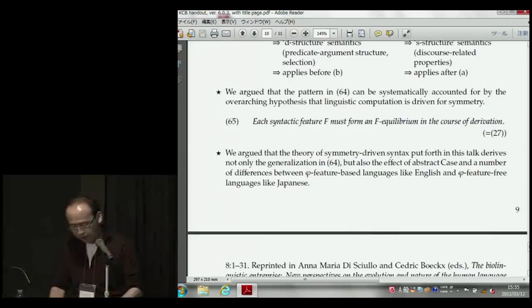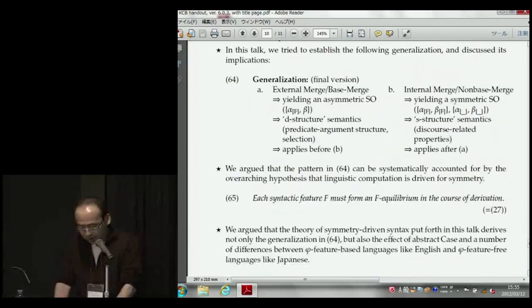Further, it is known that natural languages exhibit asymmetric D-structure semantics and non-asymmetric S-structure semantics, and it is naturally expected that this duality of semantics is designed to correlate with the structural symmetry and asymmetry, yielding the pattern in 64. In short, we argue that the pattern in 64 can be systematically accounted for by the overarching hypothesis that linguistic computation is driven for symmetry, where the notion of symmetry is defined in terms of features.